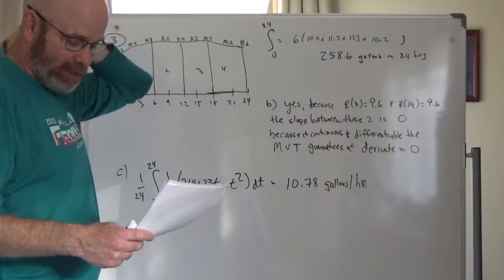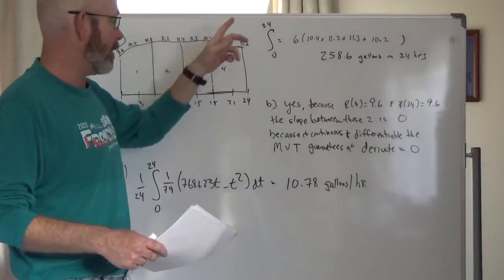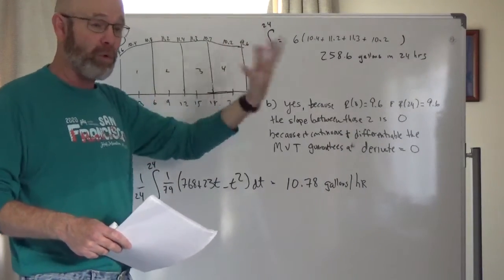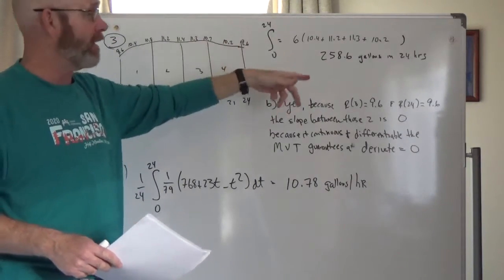And the other question was, what does that measure? Like, what does it mean? So remember, we're integrating rate, which means we're going to get total water, right? So 258.6 gallons is the amount of water that's leaked out in 24 hours.